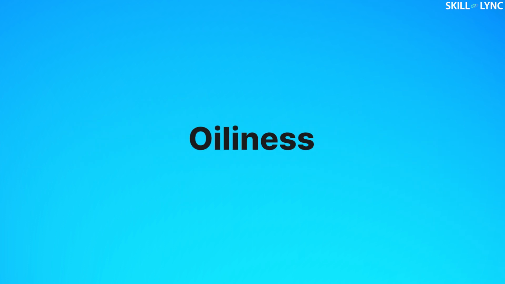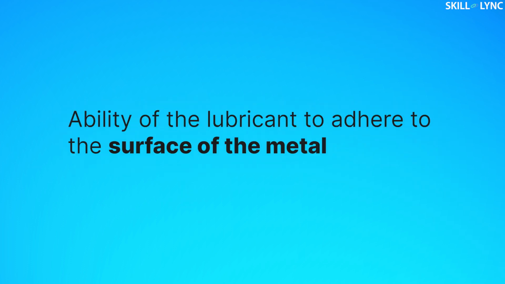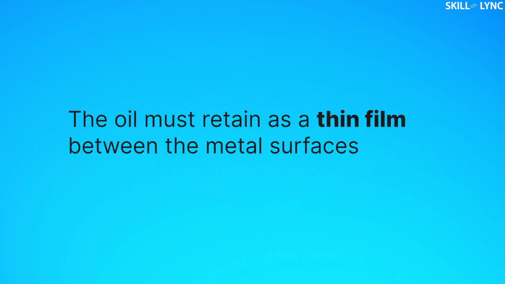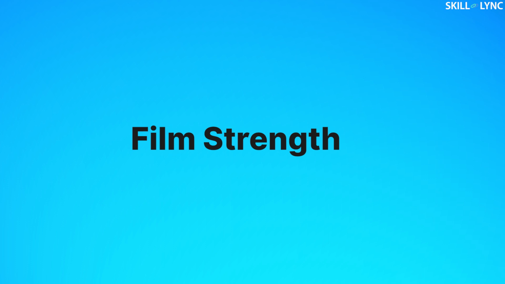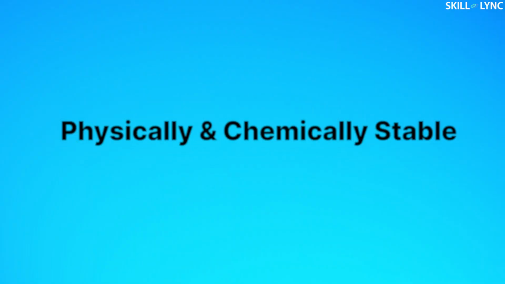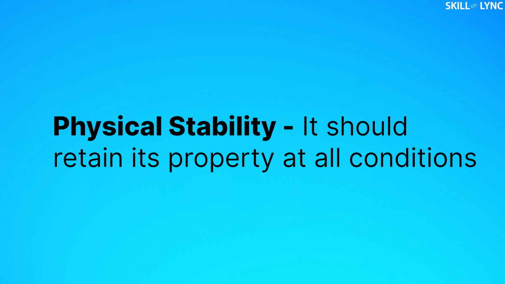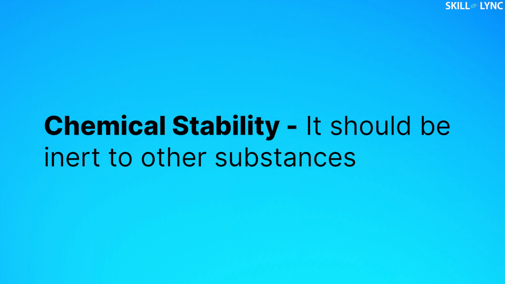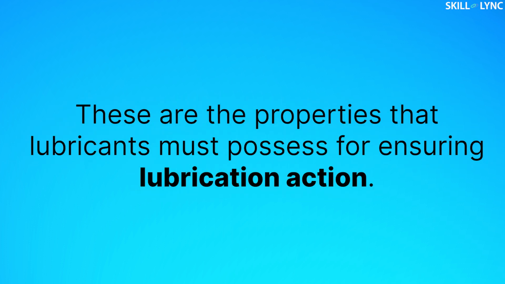The next property is oiliness. It is defined as the ability of the lubricant to adhere to the surface of the metals. The oil must retain its presence as a thin film between the metal surfaces, even at high loads and high speeds. This property is known as film strength. In addition to these, the lubricant should not corrode the metal surfaces. At last, the lubricant should be stable both physically and chemically. That is, it should retain its property at all physical conditions, and it should be inert to other substances. These are the properties that lubricants must possess for ensuring lubrication action.